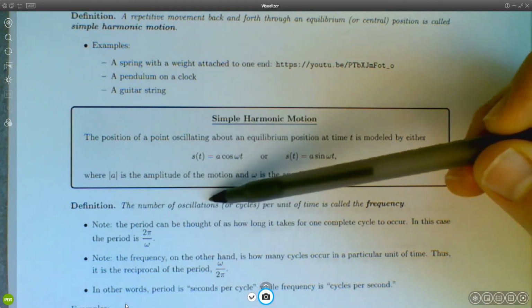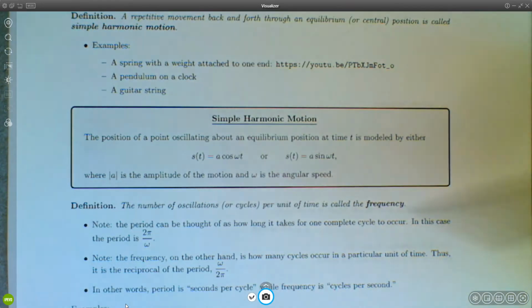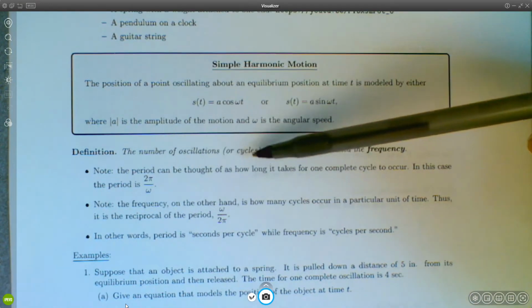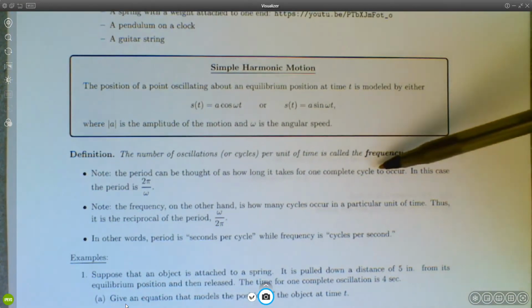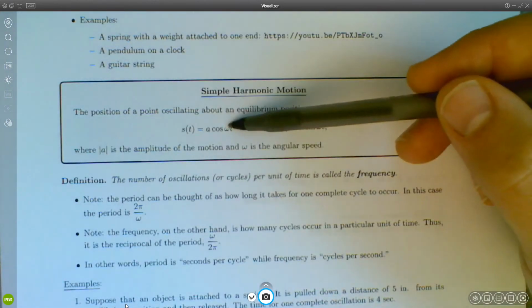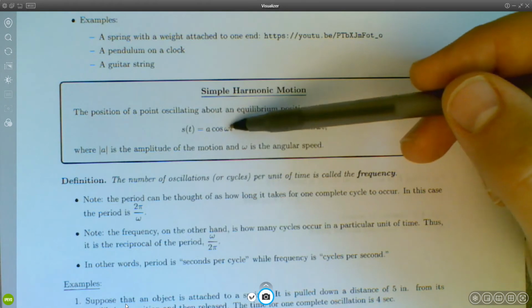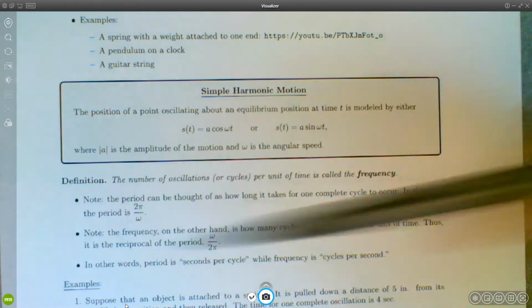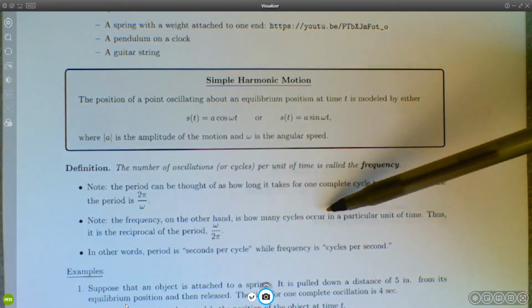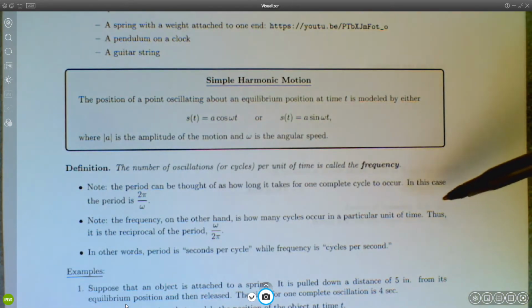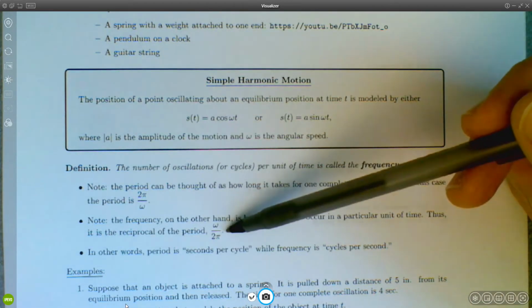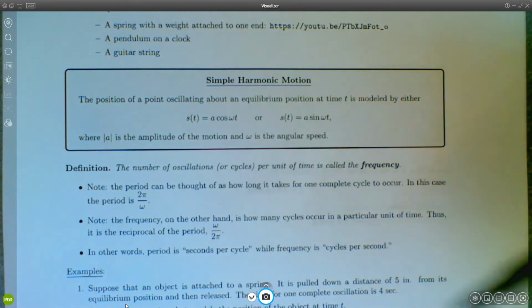The number of oscillations or cycles per unit of time is called the frequency. The period can be thought of as how long it takes for one complete cycle to occur. In this case, if you're multiplying t by omega, then the period would be 2 pi divided by omega, right? The frequency, on the other hand, is how many cycles occur within a particular unit of time. Thus, it's the reciprocal of the period. So the frequency is just the reciprocal of the period, in this case omega over 2 pi.